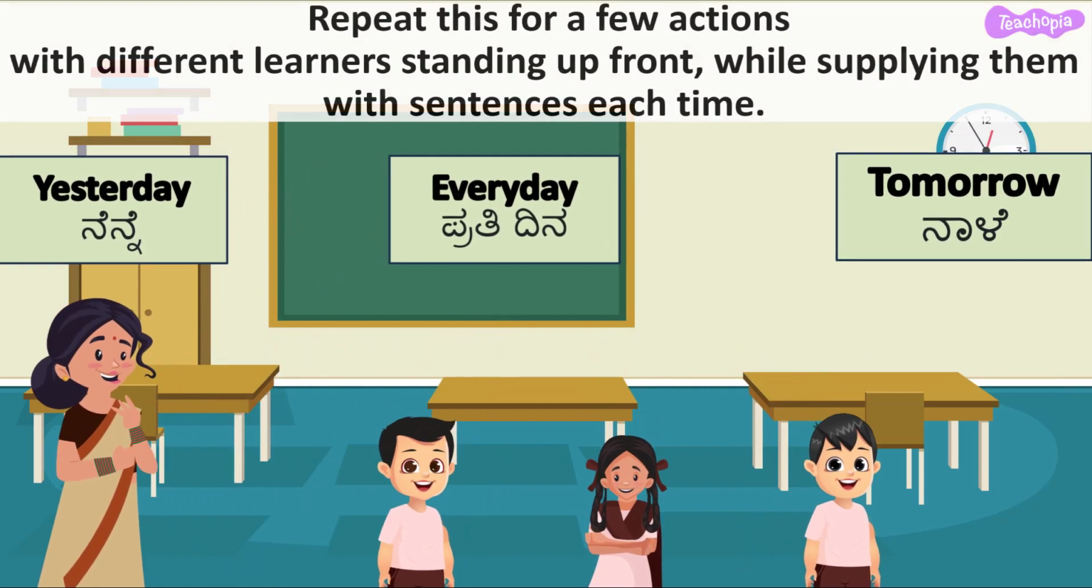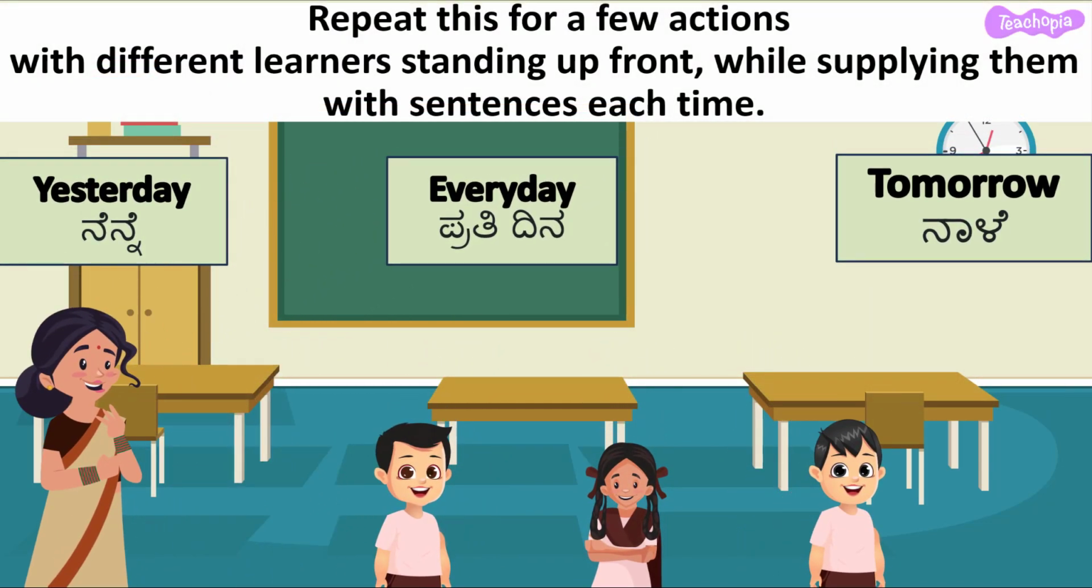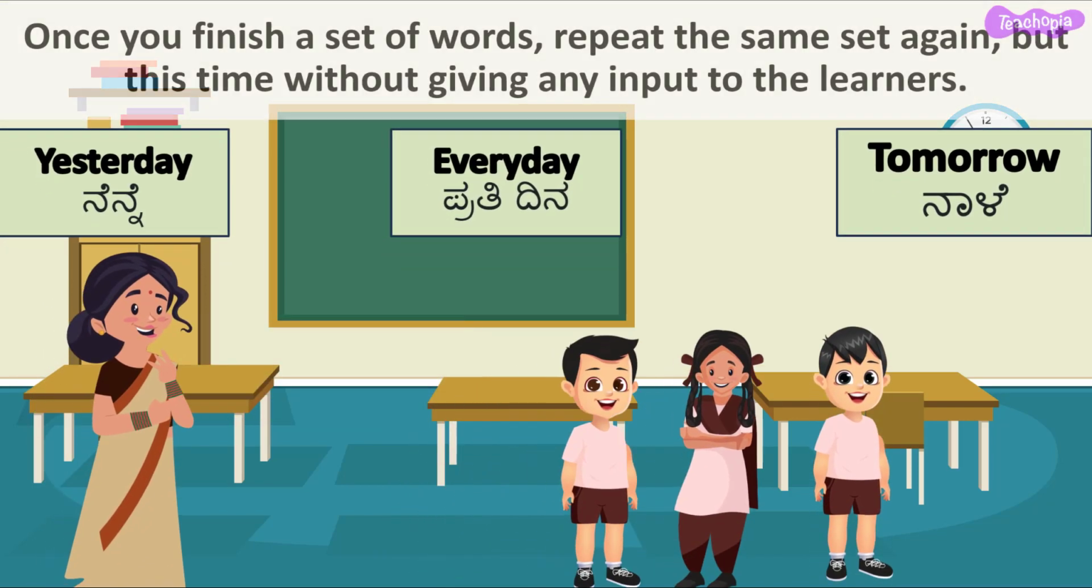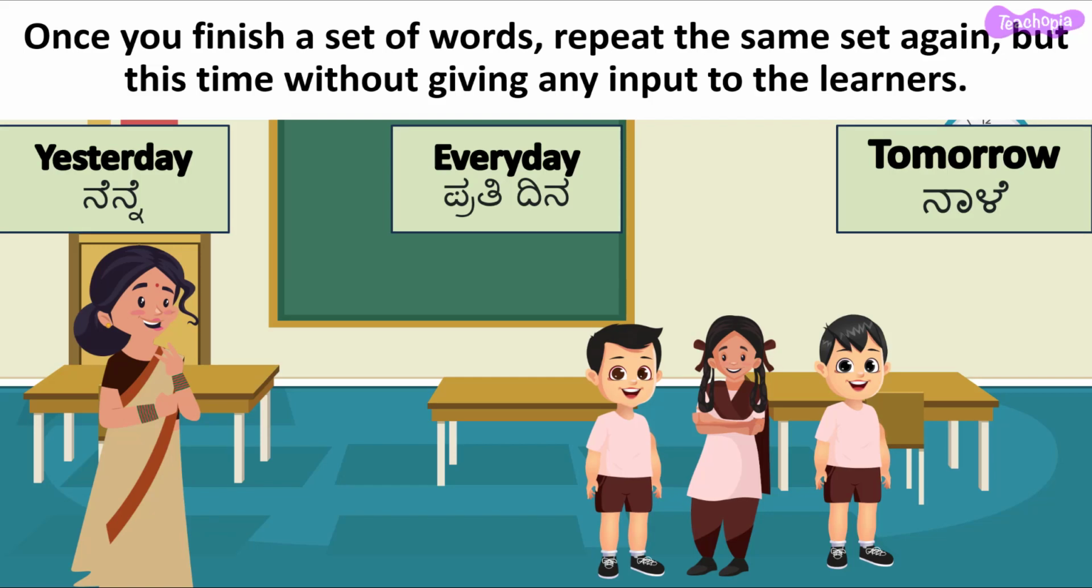Repeat this activity for a set of everyday actions. For example, riding a bike, drinking tea, studying, etc. This will help the learners undergo the language learning process called trial and practice. Act as if you are riding a bicycle for the class. Use different groups of learners to do the action each time, so the whole class gets a chance to talk about themselves doing the action, as well as pointing at someone else doing the action across each of the time zones.